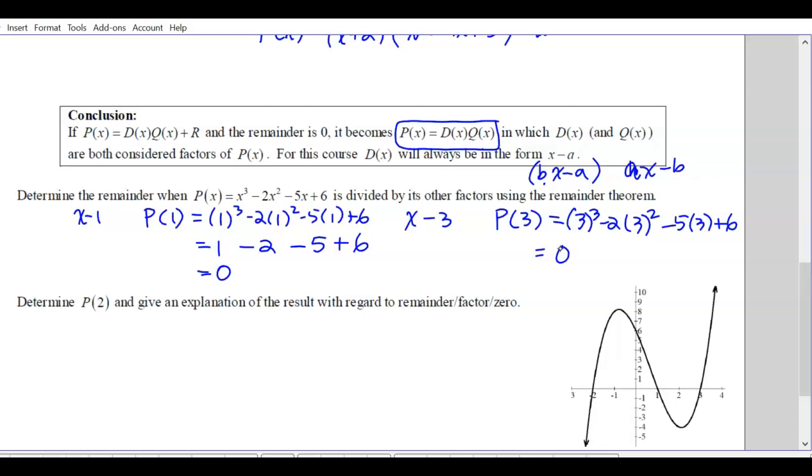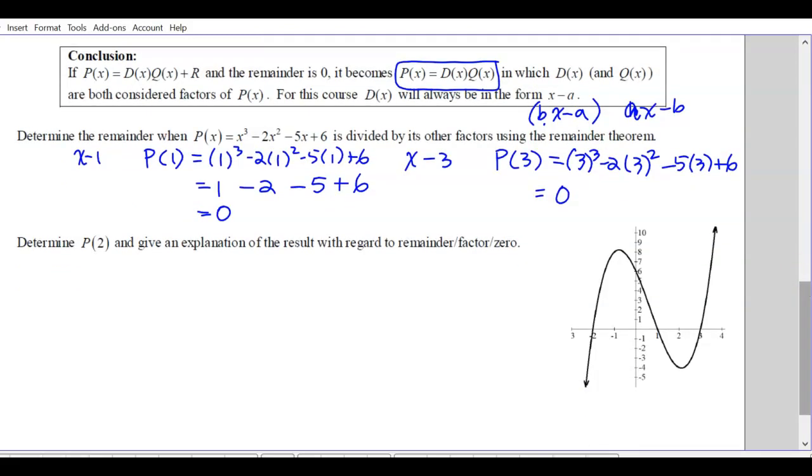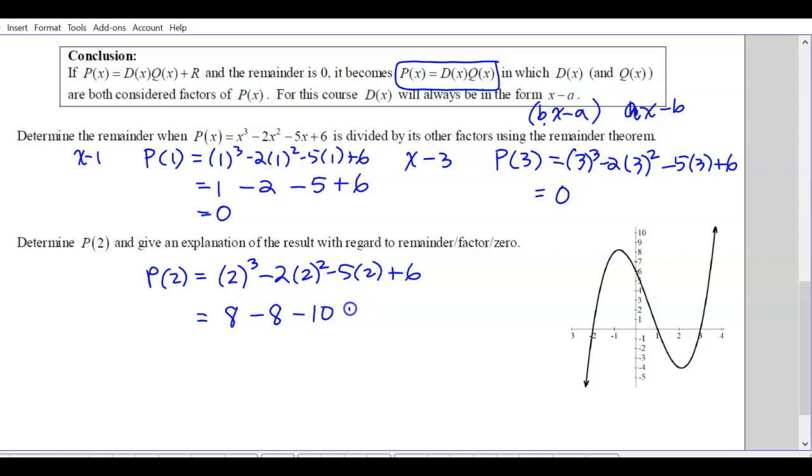Okay, so P of 2, what happens there? So if I substitute 2 in, okay, I get 8 minus 8 minus 10 plus 6. So in this case, I get negative 4. So that means, therefore, x minus 2 is not a factor of P of x.